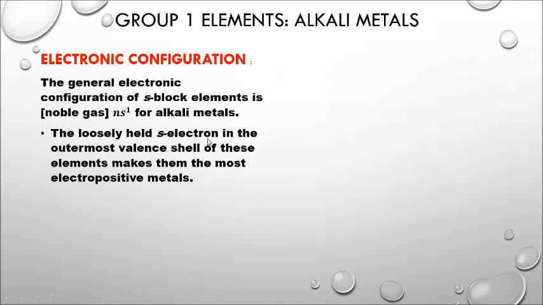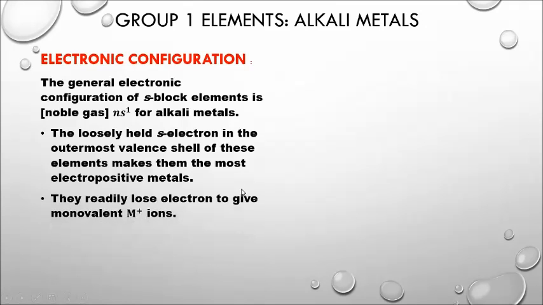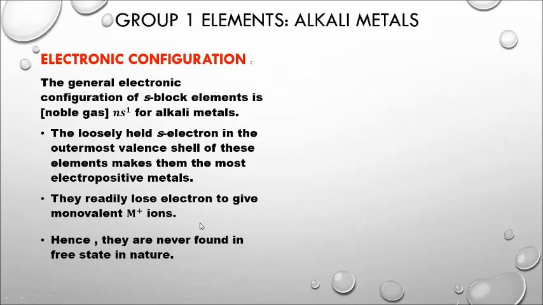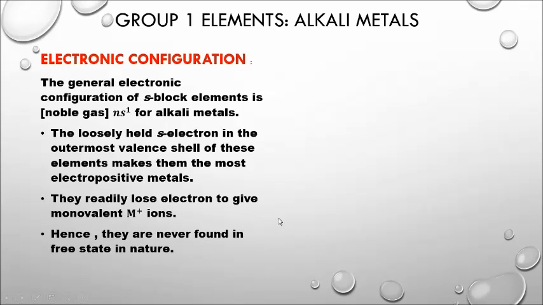The loosely held electron, that is the s electron in the outermost valence shell, makes them the most electropositive metals. Why? Because they are loosely bound, so they are easily lost from the atom and it becomes a cation. It is monovalent in nature because only one electron is there in the outermost shell, so it makes the M+ ion, where M is any metal. Then they are never found in the free state in nature.